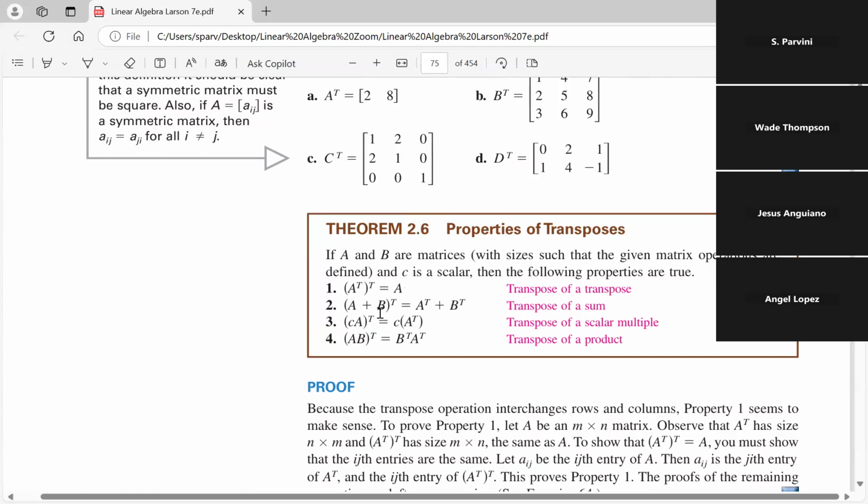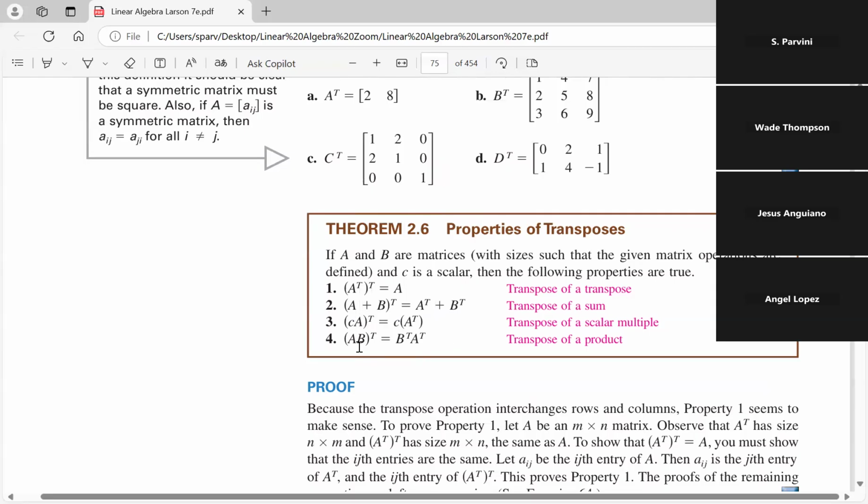A plus B, transpose of the sum is sum of the transposes. A constant multiple of A transpose, the transpose only takes effect on A. That's a scalar, so it doesn't do anything, right? So that's often called transpose of a scalar multiple. So be careful. Do not do transpose on the constant. Just ignore it. It doesn't participate.